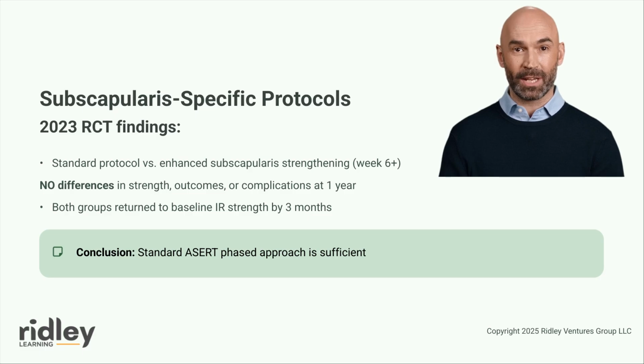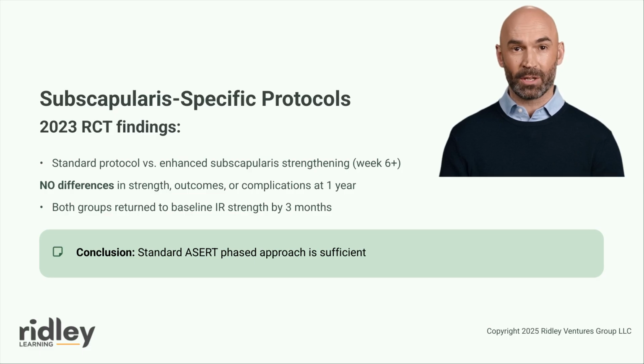The study found no significant differences between groups in subscapularis strength, patient-reported outcomes, or complications at 3, 6, and 12-month follow-up, and both groups demonstrated return to baseline internal rotation strength by 3 months postoperatively, regardless of the rehabilitation protocol employed. These findings suggest that the standard phased rehabilitation approach recommended by the American Society of Shoulder and Elbow Therapists is sufficient for restoring subscapularis function in most patients, and that additional subscapularis-focused interventions do not confer measurable benefit.